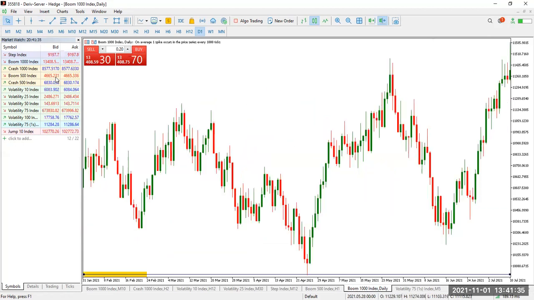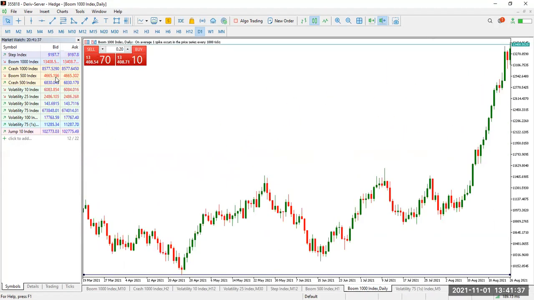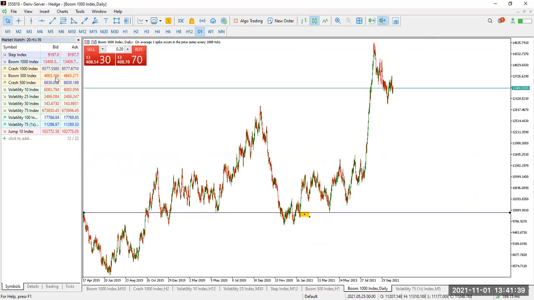Yes. Good. And since that base was formed, has the market traded above it? No, the market has not traded above it. Since that base was formed, the market has not traded above it.